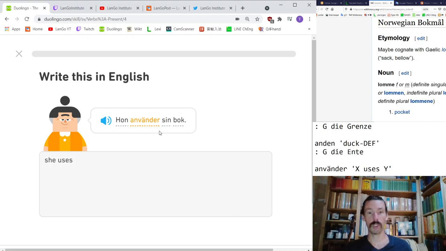Here we see it with a subject and an object. That's worth noting, capturing if you can. She uses her book or his book. Sin. Her, his, its, their. Let's say her, like her own. Använder sin bok. Hon använder sin bok. So written O, but really raised to an U. Same here for hon. Hon använder sin bok.